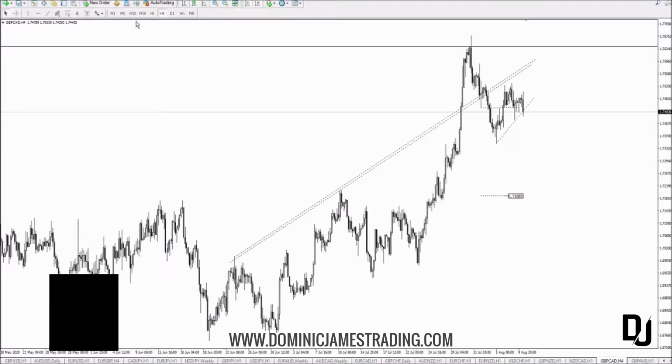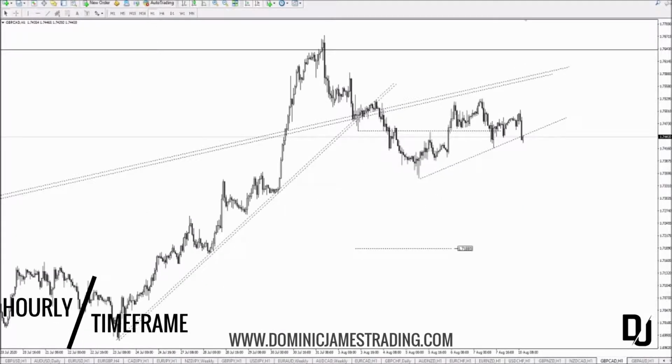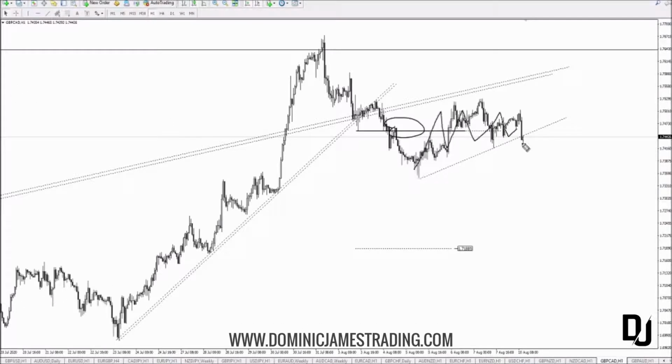We tried to sell it last week, just with a break of Monday's low. So sold here, and then it just didn't really go anywhere. Didn't lose any money, but we didn't make any money either. So hopefully after this little consolidation, we do get this breakout and sell.